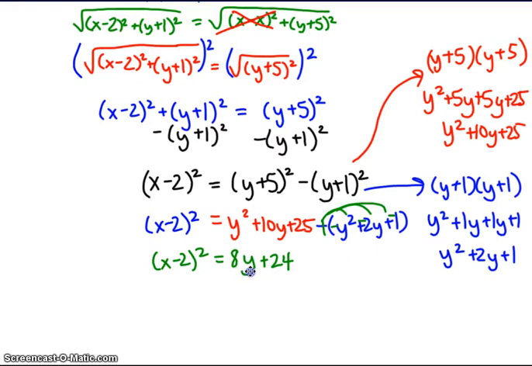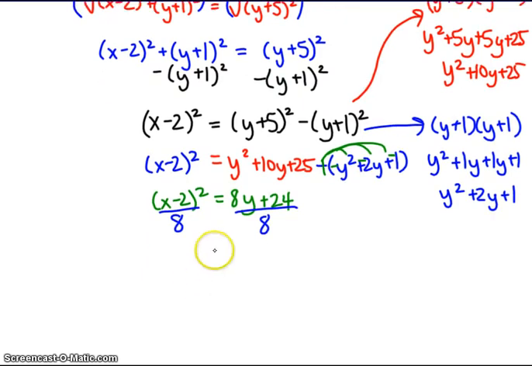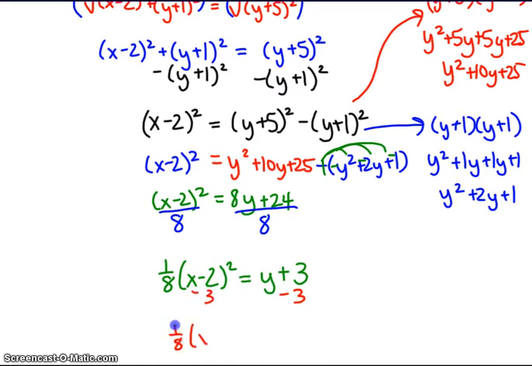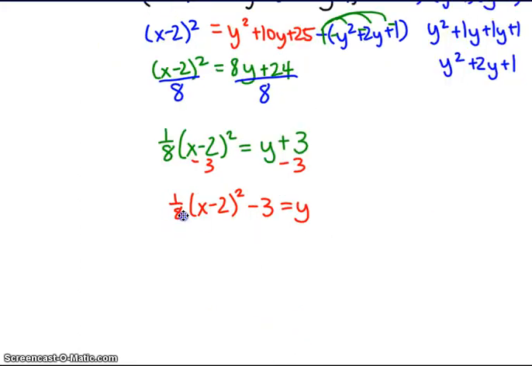So now all we have to do is solve for y. First thing I would do is divide this whole side by 8. I notice that 8 will go into 8 and 24 evenly. So what I have here is 1/8 (x minus 2) squared equals y plus 3. I can now subtract 3 from both sides, and I get 1/8 (x minus 2) squared minus 3 equals y.